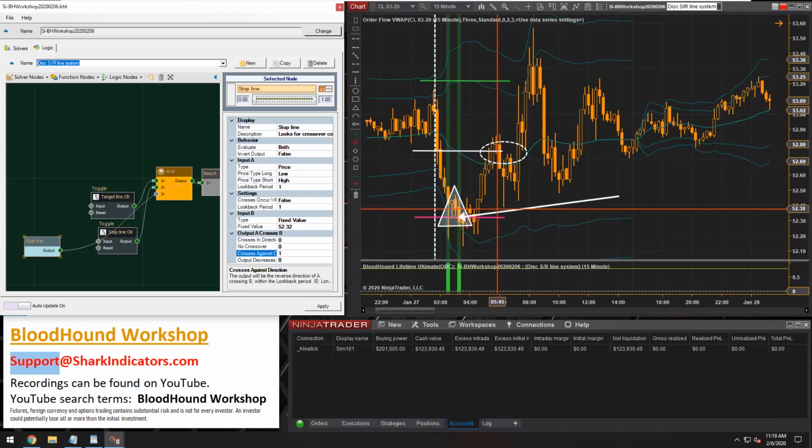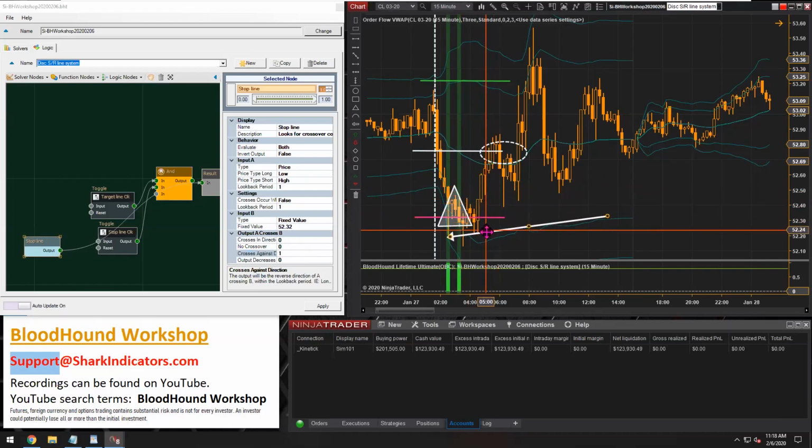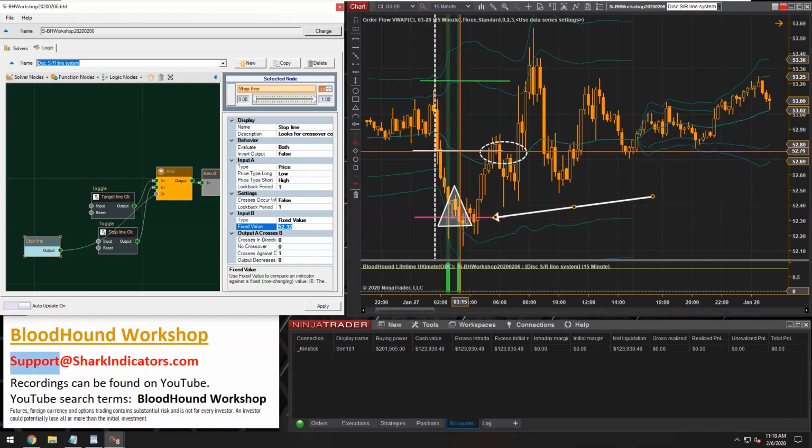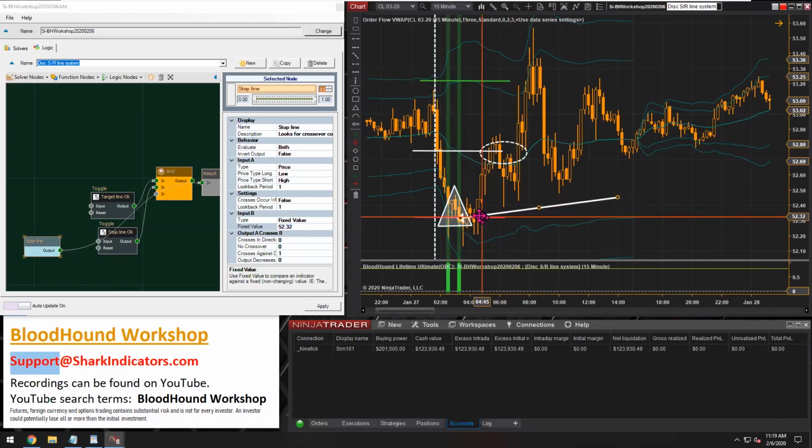Okay, there we go. So when the low of the bar crosses our stop line value, remember, since this is a discretionary system, we're having to manually type in our stop line value, our signal line value, and our target line value. All right, so what we're going to do is use this long signal here to turn the toggle node off.